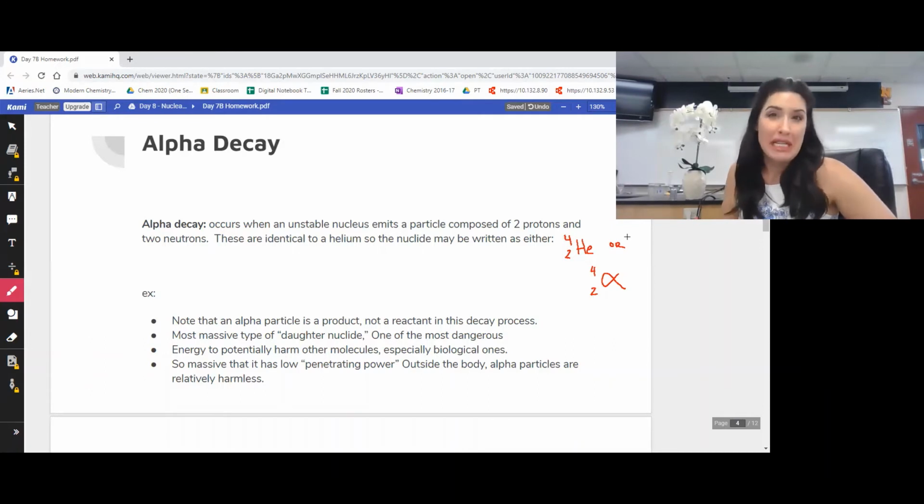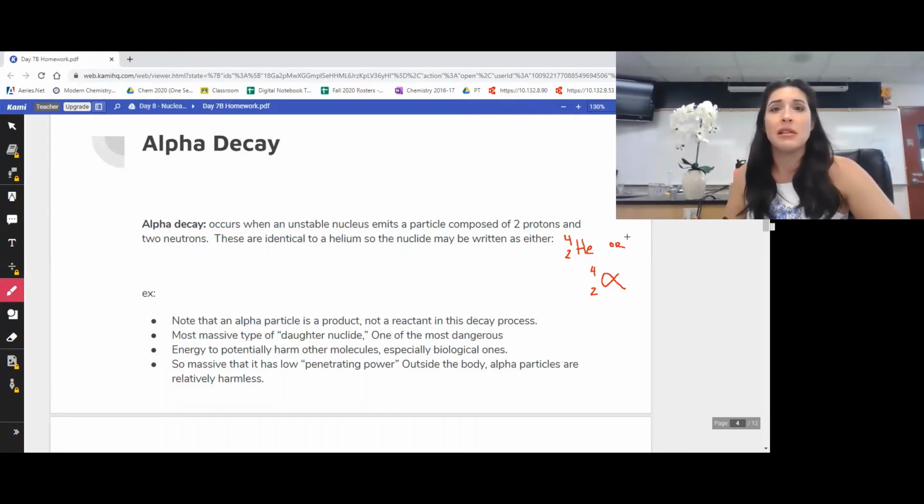It's the most massive form of daughter nuclides, and so it can be dangerous because of its size. However, due to the fact that it has extremely low penetrating power, it's so large, it's difficult for it to fit through our tissues and through our clothing. And so it tends to be less harmful if it's occurring outside of our bodies. Alpha particles, however, when inside the body systems, are indeed very harmful to tissues.